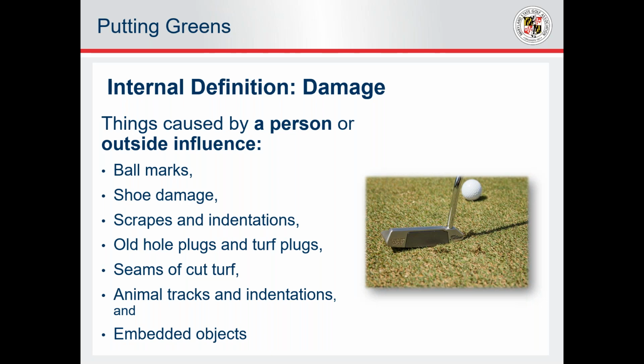I won't read all these to you. Animal tracks. So, you know, shoe damage is probably the one that came up the most, right? Under the old rule, we couldn't fix spike marks. And now if we have any shoe damage or scrapes on the greens, we, as the player, can fix those areas before we putt.